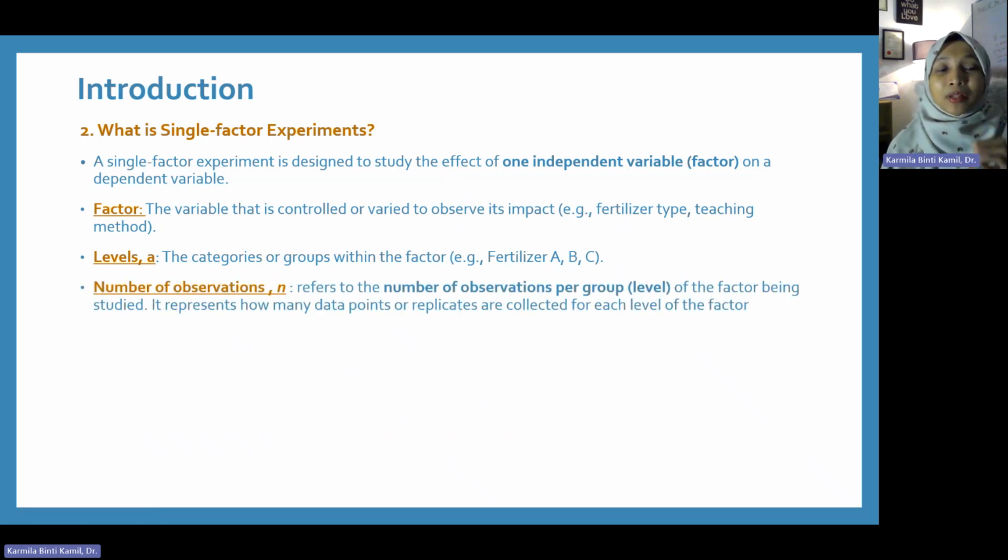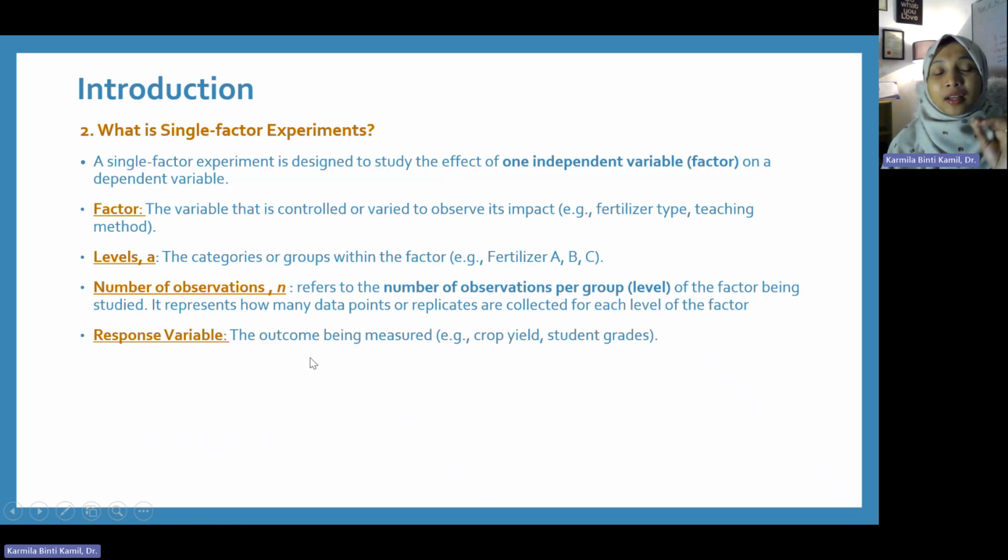Third one is number of observations, N. Okay, we note it as N, where it refers to the number of observations per group of the factor being studied. It represents how many data points or replicates are collected for each level of the factor. Fourth one is response variable. It defines the outcome being measured. Okay, for example, crop yield, student grades.